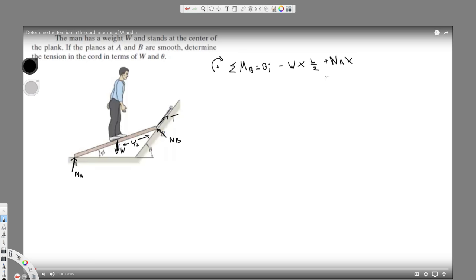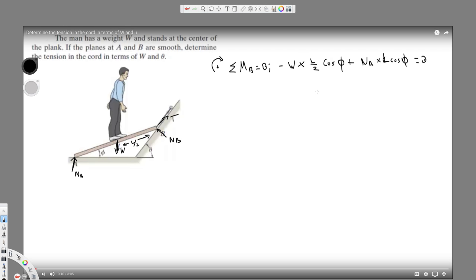L. And don't forget, guys, this is not a straight line, right? Here's a phi here, that's the angle, so we have to use cos phi. Cos phi, and this Na is at the total distance L, so it's going to be Na times L cos phi, and the total moment is 0.